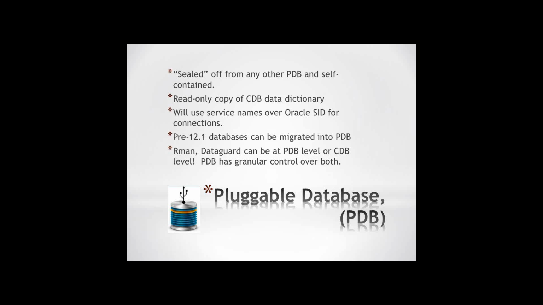RMAN and Data Guard, these features can be accessed from the PDB level or the CDB level. I thought this was great that there's actual granular control at the PDB level for these features. You don't have to say, I am having Data Guard set up for this entire container database. No, you can decide this one PDB is going to have Data Guard. This other one is not. All of that is completely controllable between the PDBs or at the CDB level, where you do the entire environment.